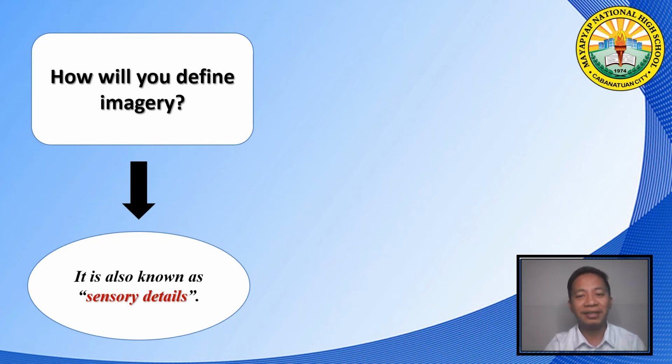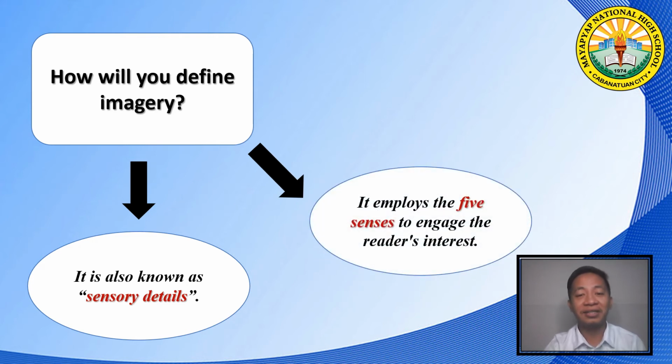Second one, it employs the five senses to engage the reader's interest. Let us have a review of our five senses. What are they? We have the sense of sight, sense of smell, sense of taste, touch, and hearing. As we discussed previously, by using these different senses, we can create a piece of literature that is imaginative, in the sense that the readers will be put inside the piece of literature that we are writing.